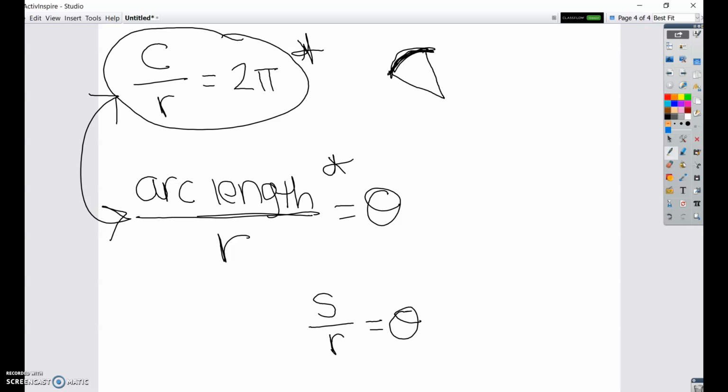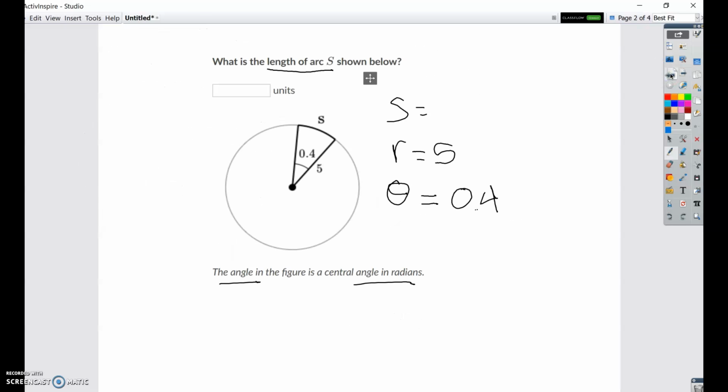So let's flip back here really quickly. So we have S over R equals theta. That was the relationship that we came up with. You know what I'm talking about. But again, I can rearrange it. So what am I solving for? I'm solving for S. I'm solving for the arc length.